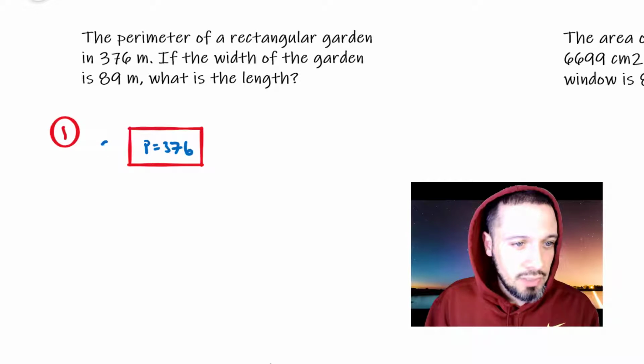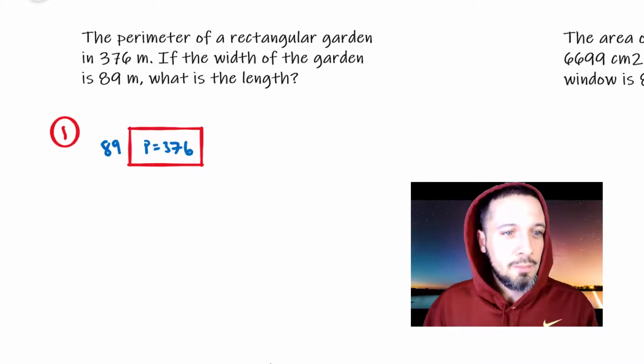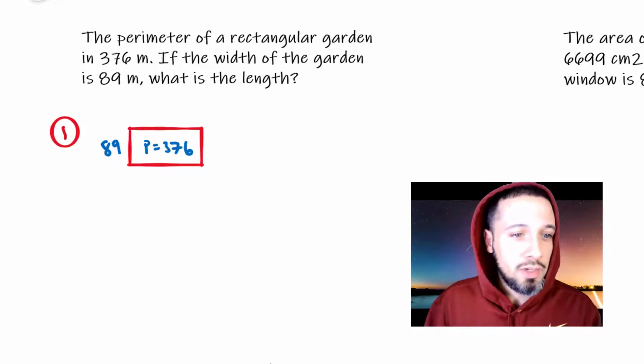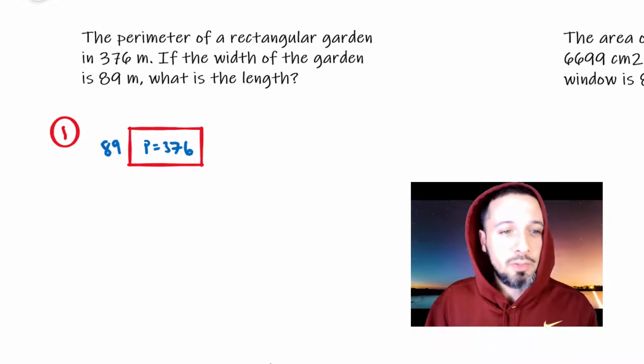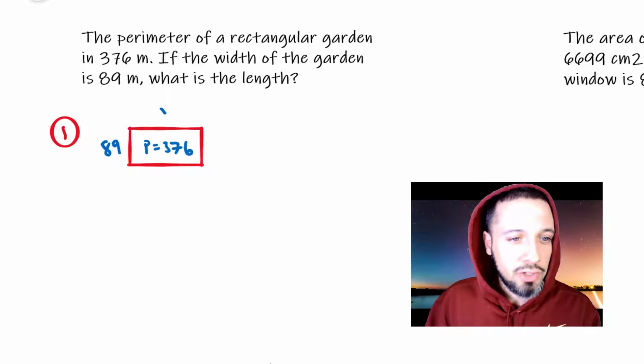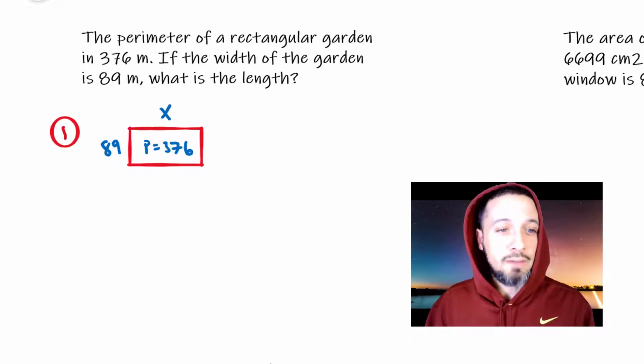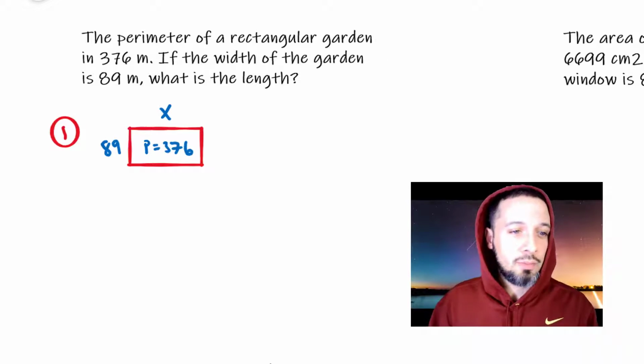That's the perimeter. And if the width of the garden is 89, so the width in a picture is always going to be the shorter side, so I'm going to put 89 for this side. And they also told us that what is the length. They're asking us what's the length. I don't know what it is, and in math, if you don't know the value of something, we call it x. So the length is the longer side, so I'm going to call it x here. And that's all the information they gave us. So we have to figure out what is the length in this problem.